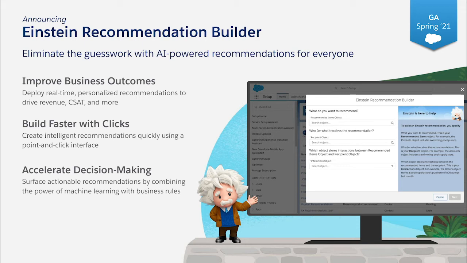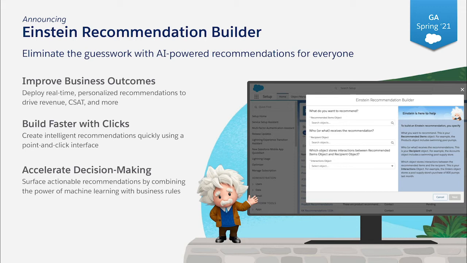Einstein Recommendation Builder is the industry's most easy-to-use recommendation engine and enables admins to build personalized recommendations in context across any domain or vertical. So how exactly does Einstein Recommendation Builder help you? At a high level, it allows you to improve your business outcome for your organization with access to real-time personalized recommendations to drive revenue and CSAT.